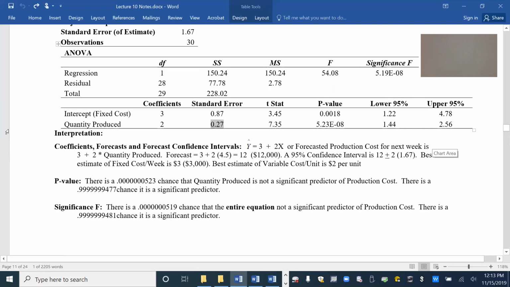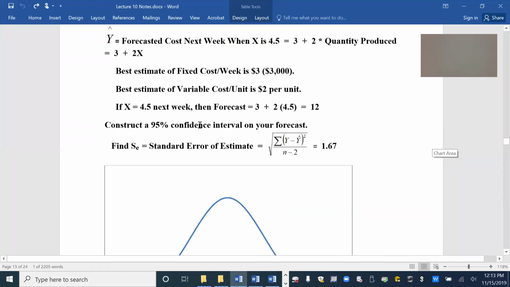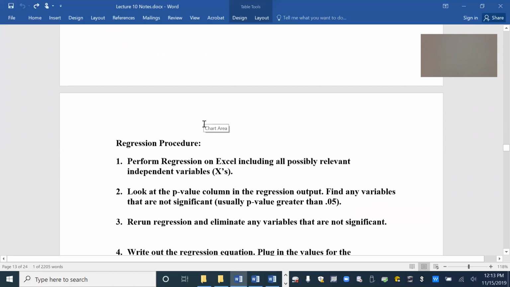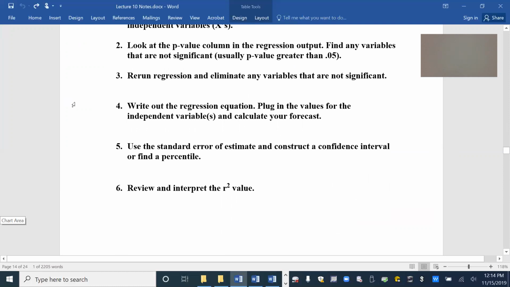All right, so I explain these things in detail on the handout there, so you can look at them at your leisure. And let's just do a quick review of what we did. We performed regression on Excel and we included all possible relevant independent variables. We look at the p-value and get rid of any variables that are greater than 0.05. We rerun regression and eliminate them. We write out the regression equation, we plug in our values, and we make our forecast.